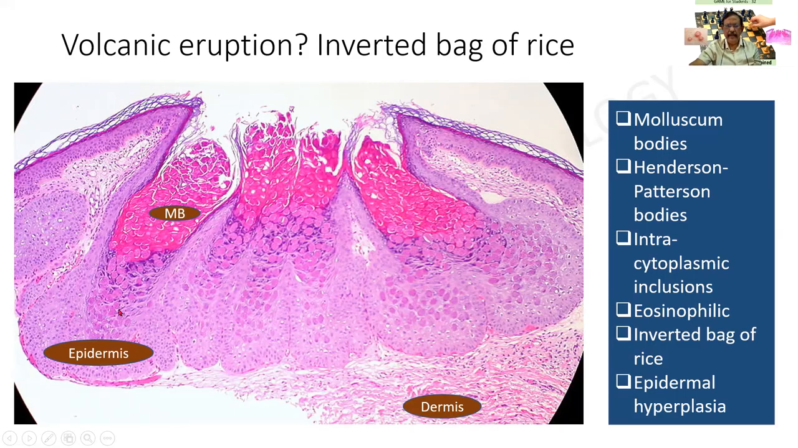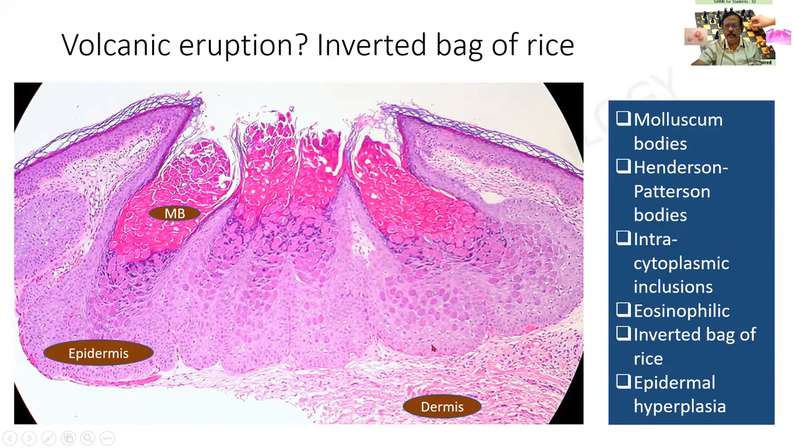And in this, as I go higher up, I am finding that the stratified squamous epithelium is getting filled with eosinophilic material. And in this eosinophilic material, you find that the cells are getting denuded and dispersed. So, how do I describe it? These are called molluscum bodies, and dermatology gives them as Henderson-Patterson bodies as well. It is an intracytoplasmic inclusion. They are all eosinophilic. Look at the pink color over here. It almost fills the cytoplasm. And the appearance is like that of an inverted bag of rice.